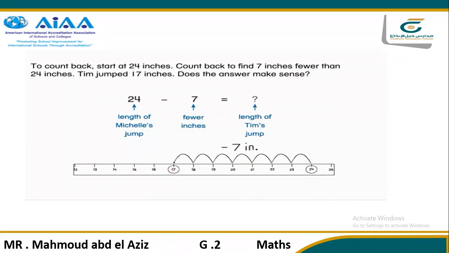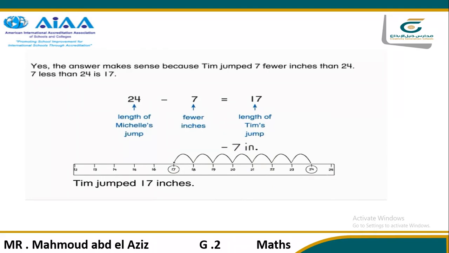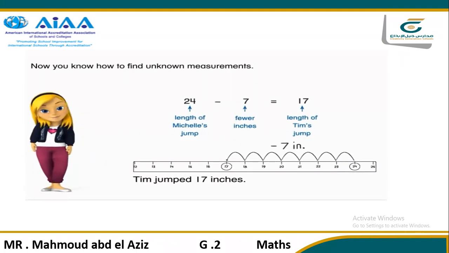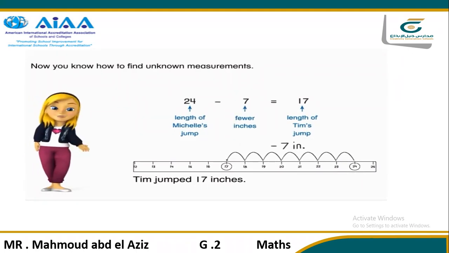Tim jumped 17 inches. Does the answer make sense? Yes, the answer makes sense because Tim jumped 7 fewer inches than 24. 7 less than 24 is 17. Now you know how to find unknown measurements. Great job!